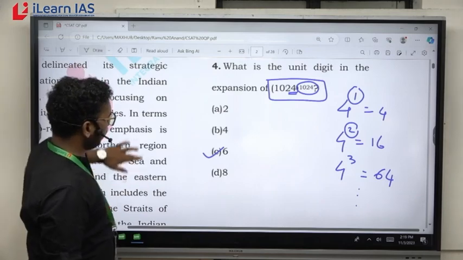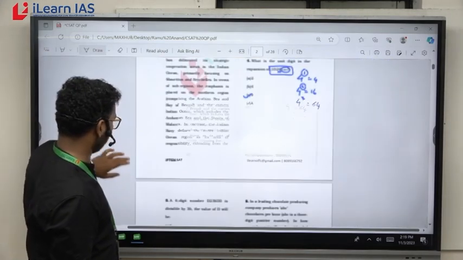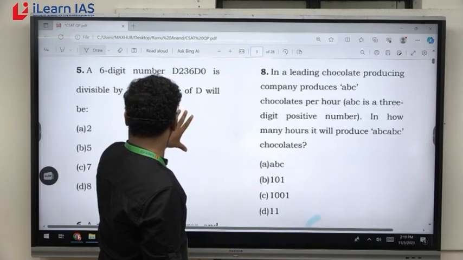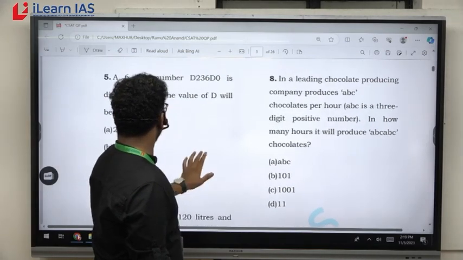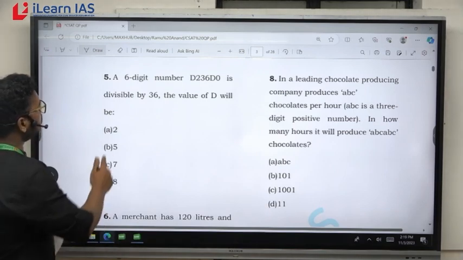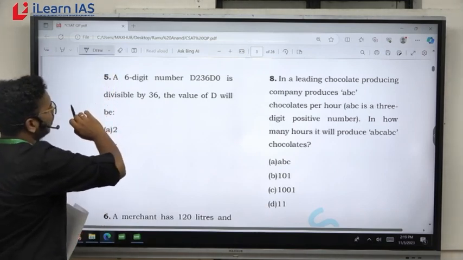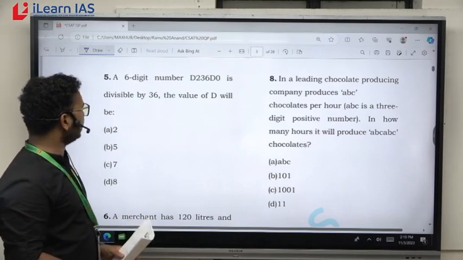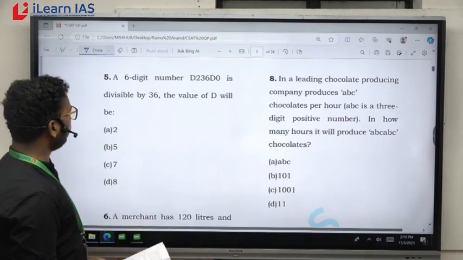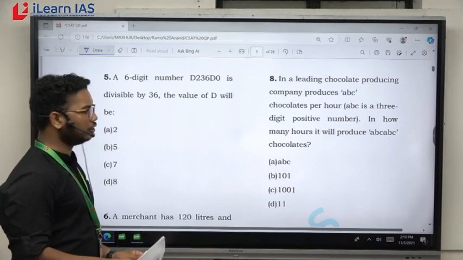Let's move to the next question. A 6-digit number of the form D236D0 is divisible by 36. What will be the value of D, is what is asked.